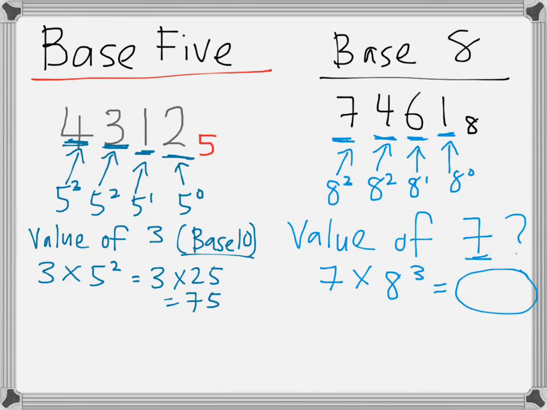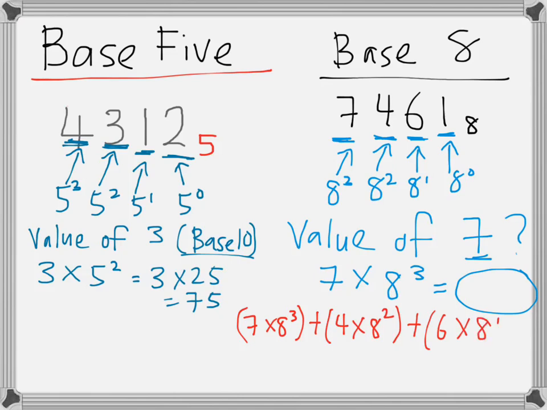So what I will do is, okay, I change another color. I will use 7 multiple 8 power of 3 plus 4 multiple 8 power of 2. And then we plus again 6 multiple 8 power of 1. And then of course we still need to plus 1 multiple 8 power of 0. Okay, when you sum all of this, you get one number in base 10. But normally we don't write out the 10.